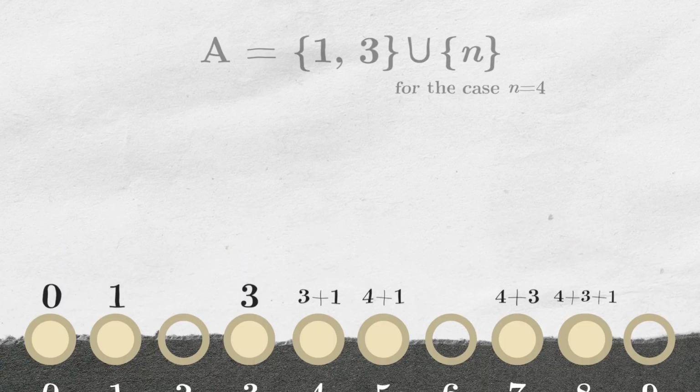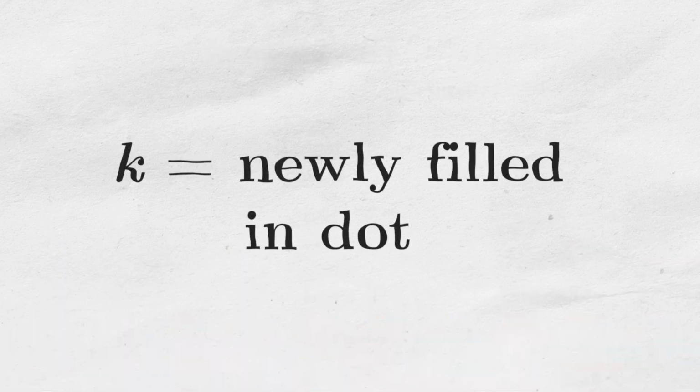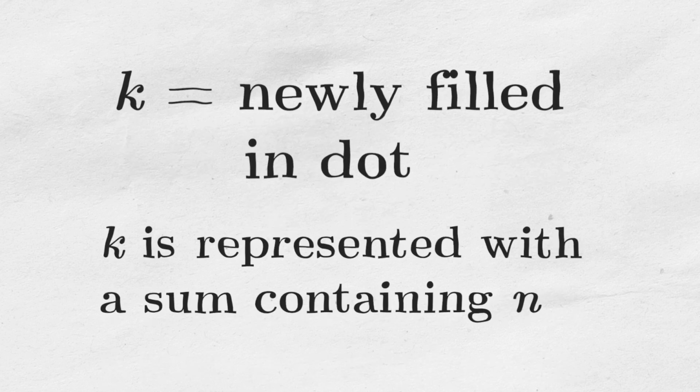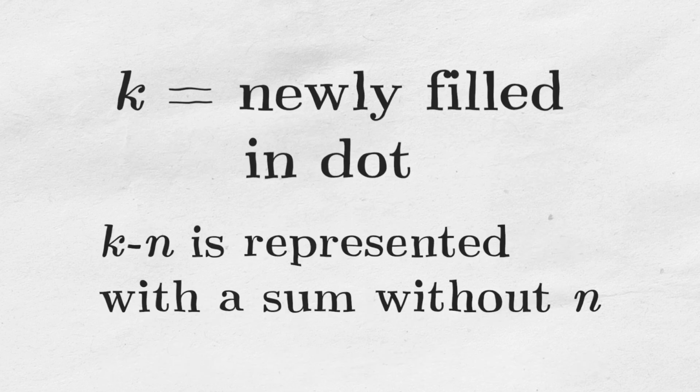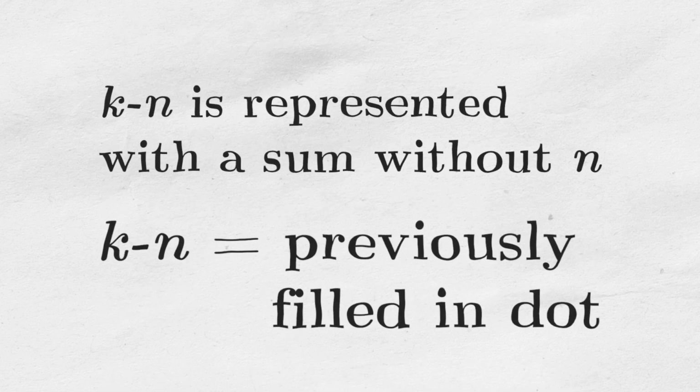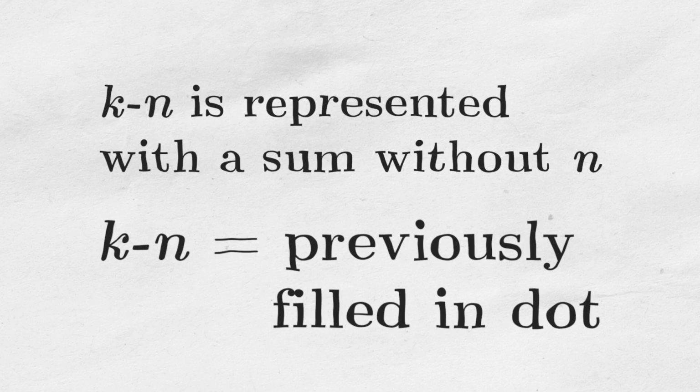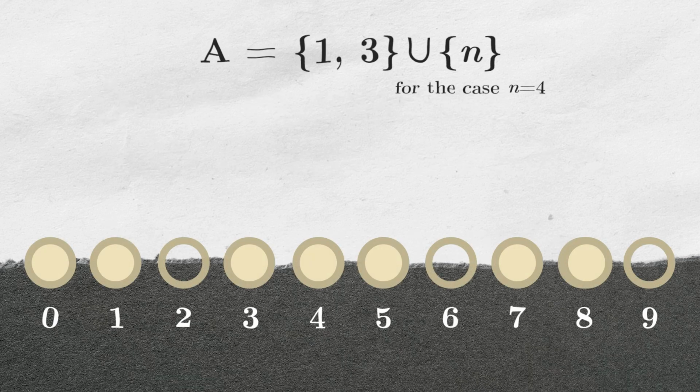But which ones? Well, let's say that k is a newly filled in dot. Then it must have a representation that contains n, so k minus n has a representation without n, and therefore k minus n must be a filled dot before. It basically means that newly filled dots are just previously filled in dots moved by n spaces to the right.